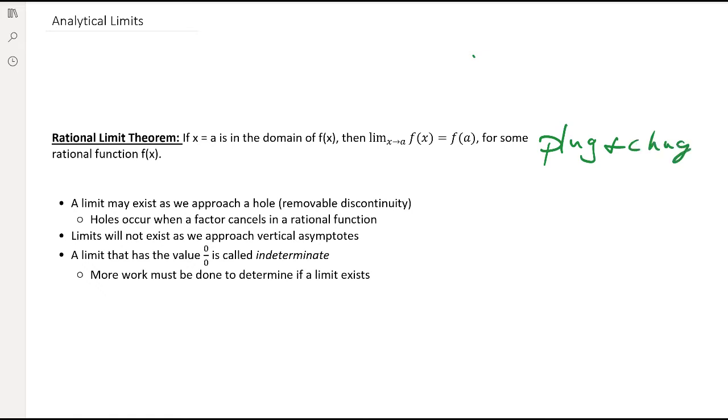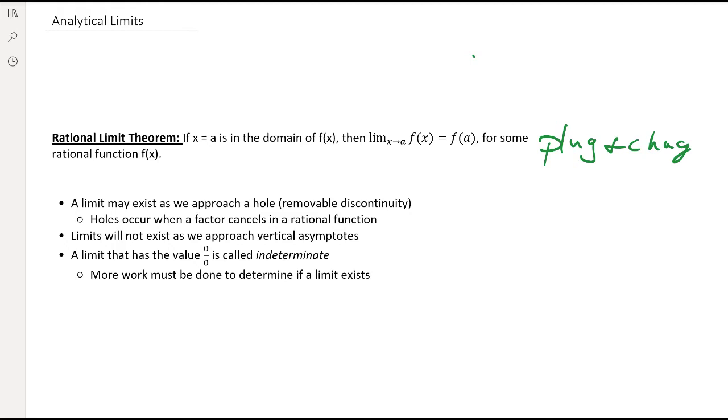Because what this is saying is that if that value is within the domain of that rational function, to get the limit, all you have to do is plug in that value. However, that only works when x equals a is in the domain. So let's get into some extra notes here.